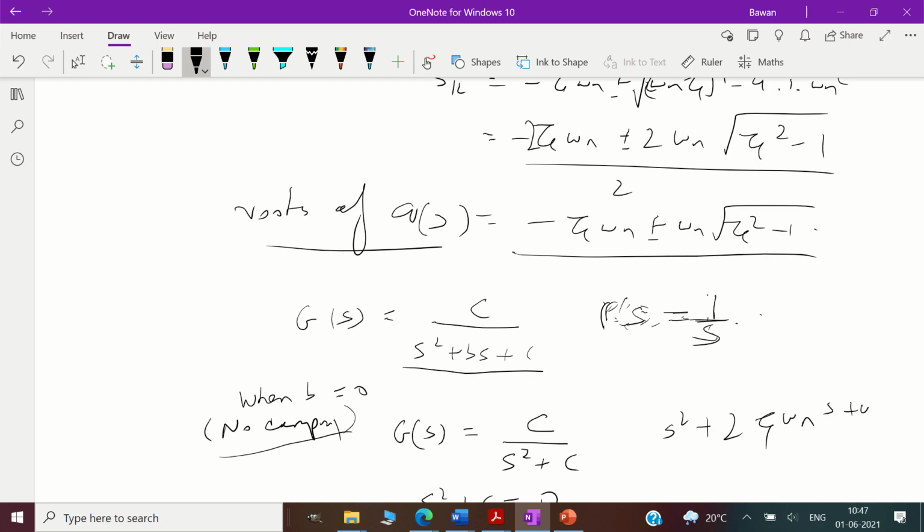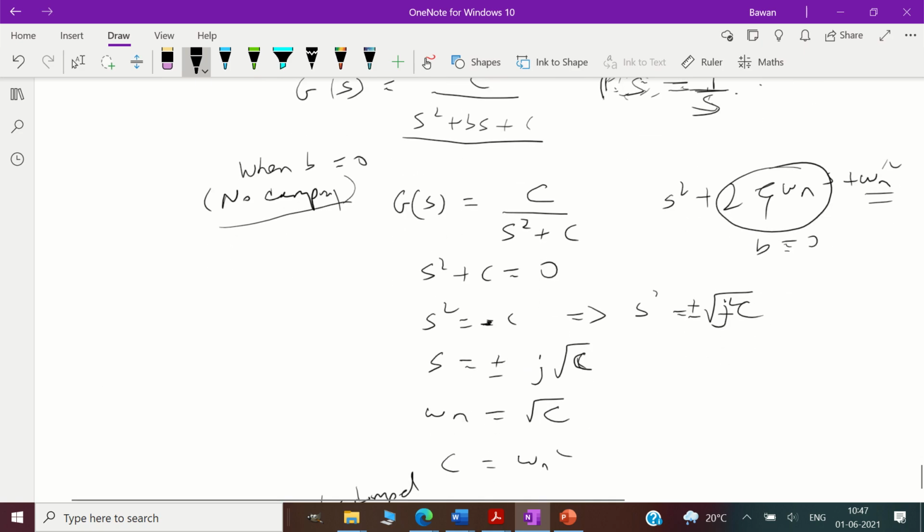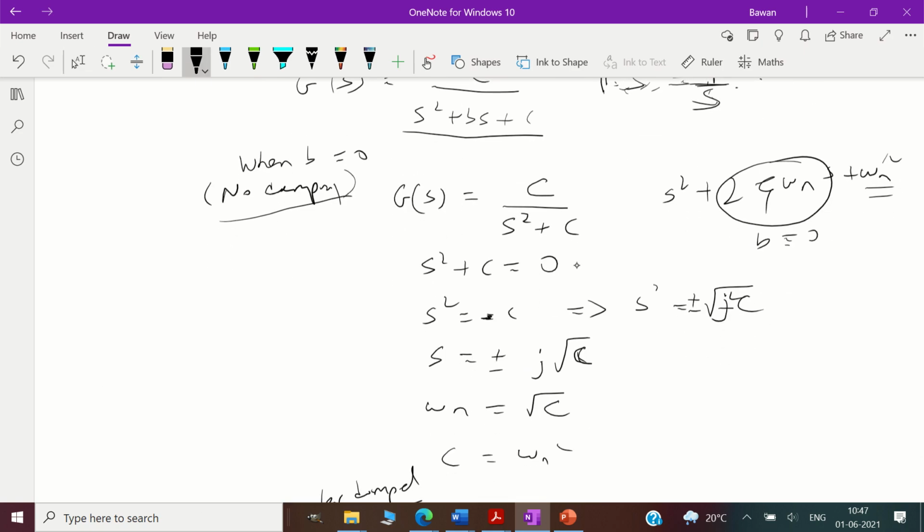S plus omega n square. If you compare with this one, this term is not there, right? B is equal to 0, so you will not get anything there. Omega n square is compared to c, which will give you omega n equal to root over c.